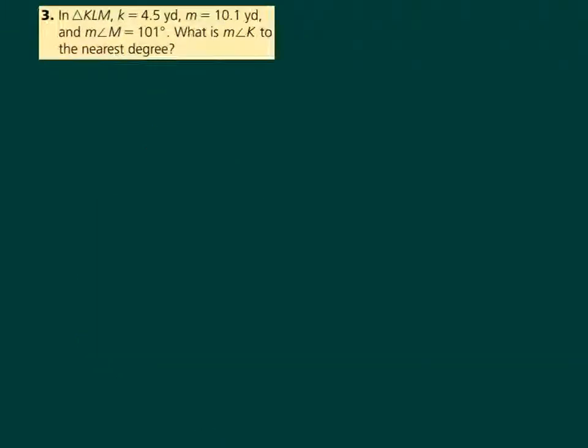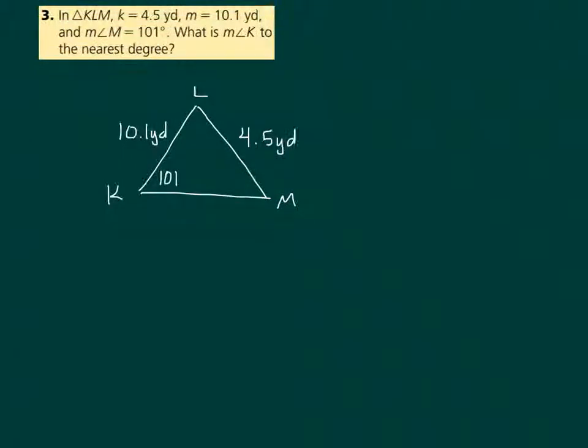In a problem like this, again, the best place to start is to draw a picture. Just going to draw mine like this. It is triangle KLM. We know side K is 4.5 yards. Side M is 10.1 yards. And the measure of angle M is 101 degrees. And we want to know the measure of angle K.